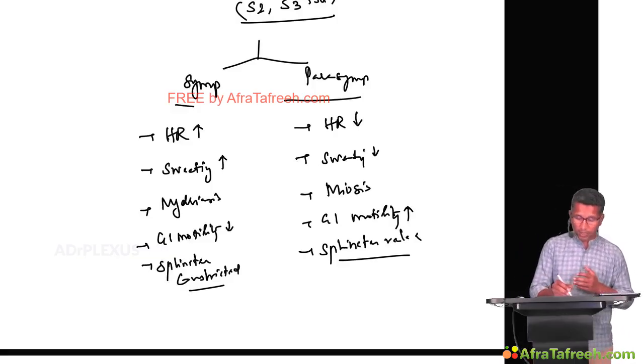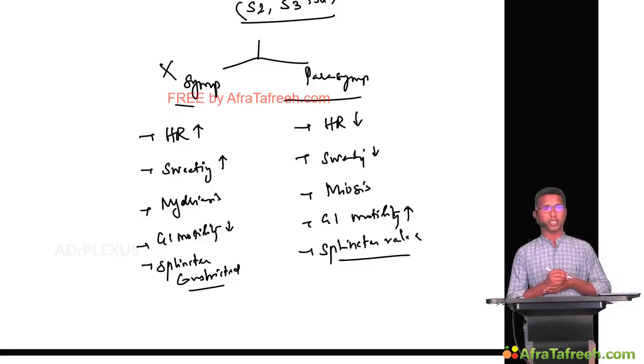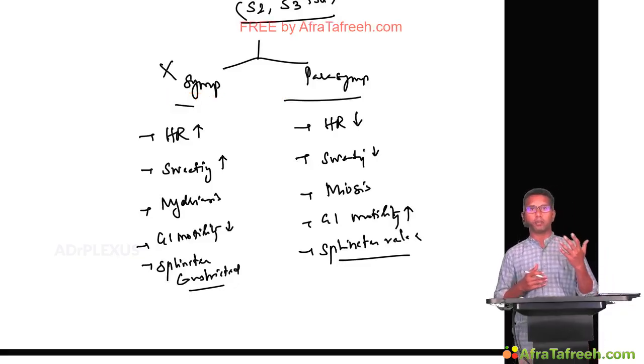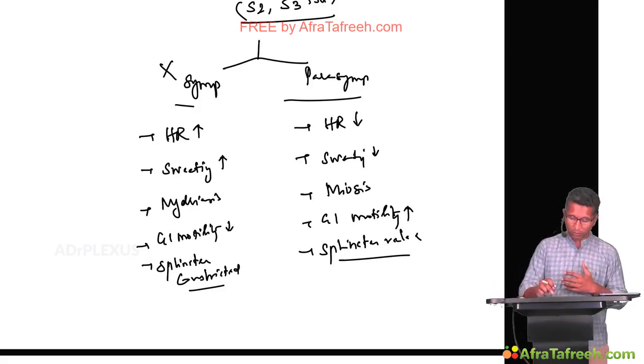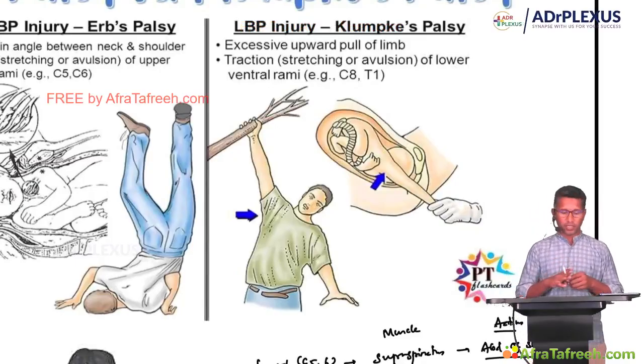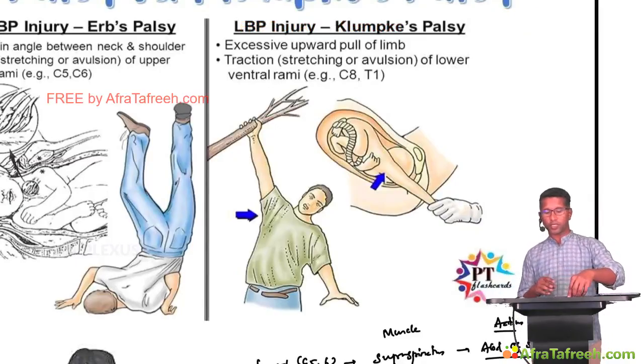So these are the things which happen whenever there is parasympathetic activity. Whenever the sympathetic activity is cut down, the parasympathetic activity, which is opposite, goes up in the body. Now come to Klumpke's paralysis. You will understand what Klumpke's paralysis is. Klumpke's paralysis is basically an injury to the lower trunk of the brachial plexus.